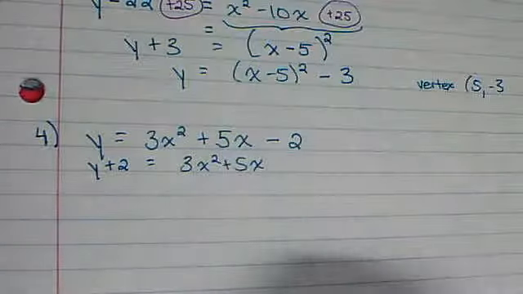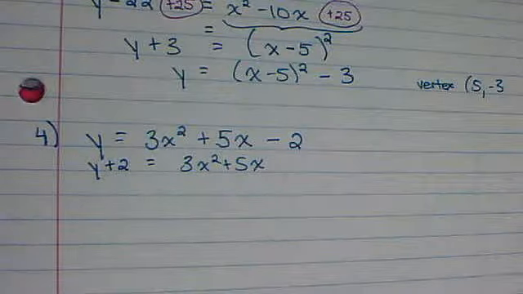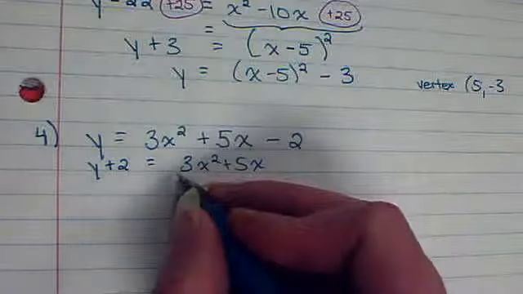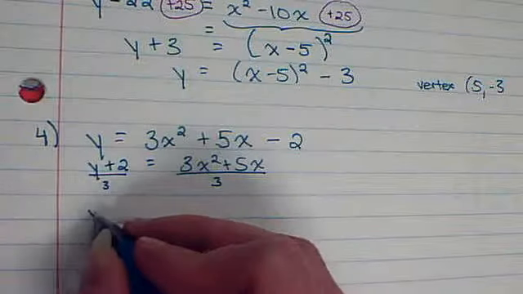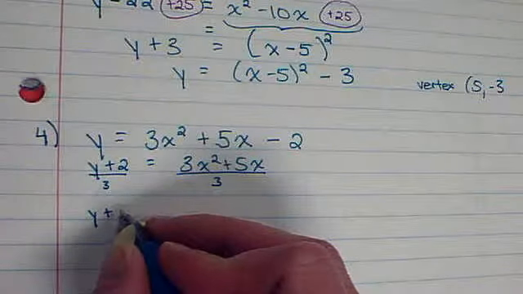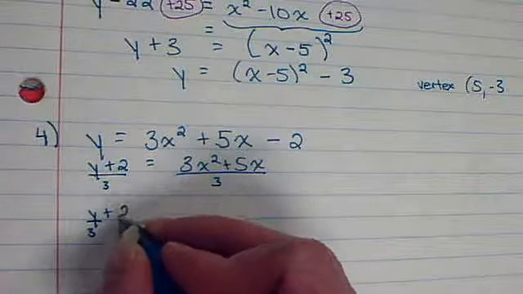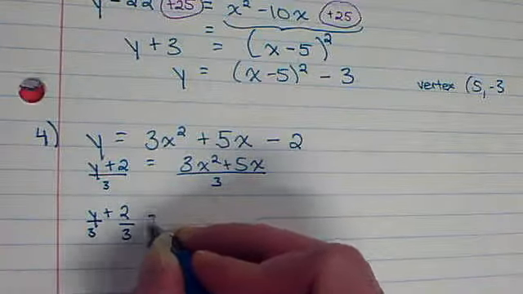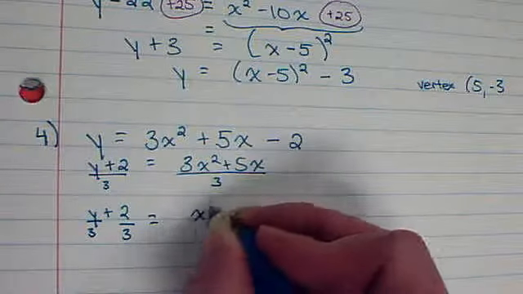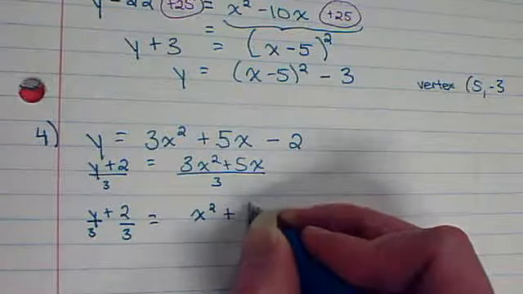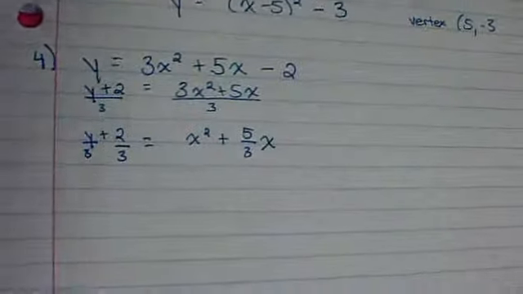But I want you to notice something here. We don't want that 3 in front. Have we had to deal with that before? No. Well, how about we divide both sides by it? It'll be y divided by 3 plus 2 divided by 3 equals 3x squared divided by 3 is just going to be x squared plus 5/3 x. So I'm doing a really good one here. Okay.